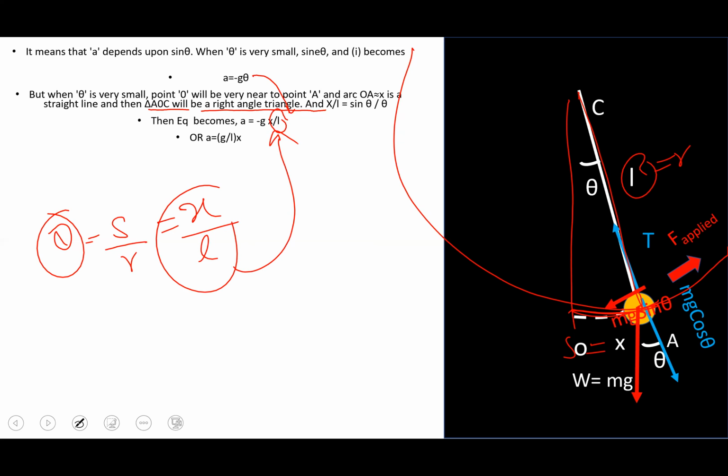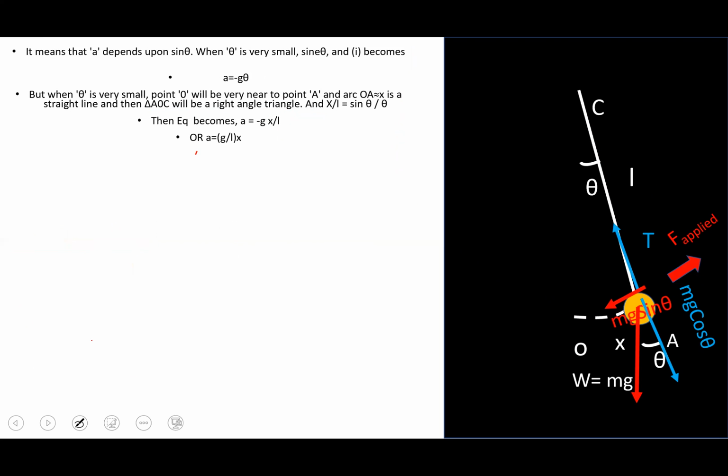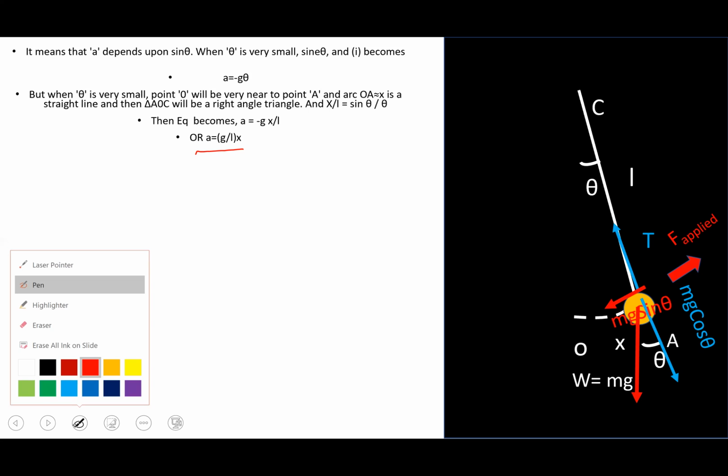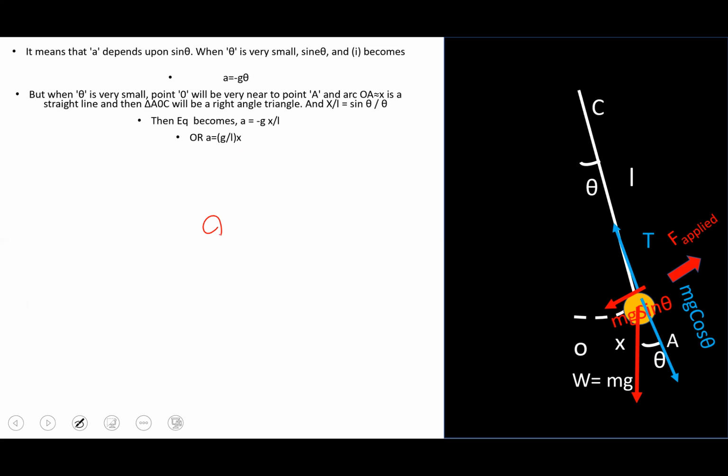So the new equation becomes a is equal to minus g over L into x, just by rearranging the previous equation. Now g over L, both values are constant, because the value of g is 9.8 meters per second squared, and the value of L does not change throughout the experiment. During the motion, g and L remain constant, so we put g over L is equal to omega squared. That means a constant value, or we can say angular velocity squared. Hence, if we put the constant over here, it will be a is equal to minus constant times x.